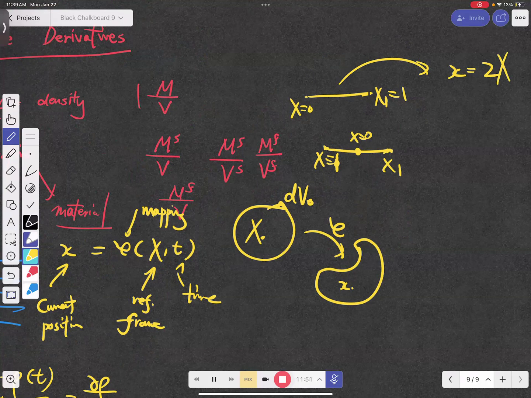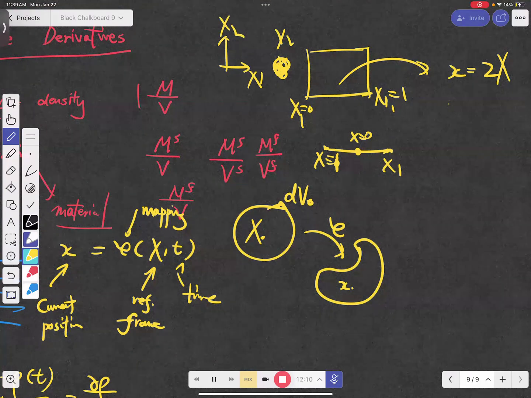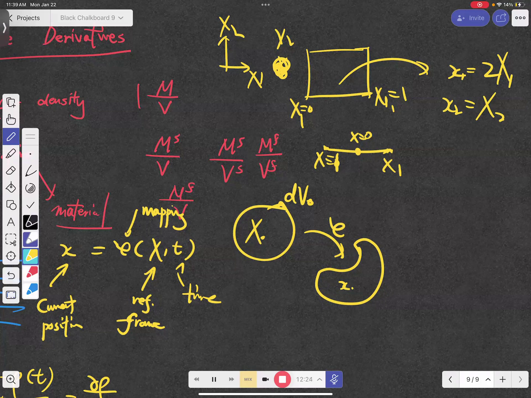Okay. Now, if I introduce a y-axis, and I want the y-axis not to change, then what would that be? Maybe I use x1 and x2 to be the two coordinates. If I want to make it longer, but the vertical position I don't want to change anything, then what would that be? So x2 would be equal to x2. Exactly. Okay. So this is called deformation mapping.